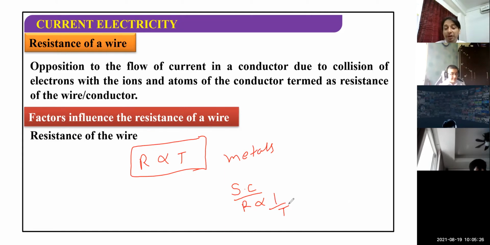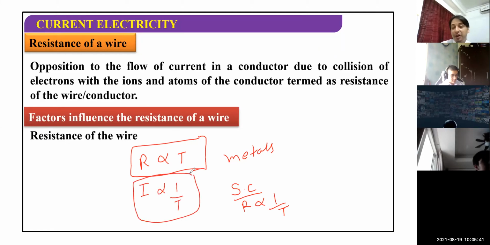In case of metals, if you increase the temperature, resistance increases. And if resistance increases, then you can say that I is inversely proportional to temperature. Remember, children, these are the important results which I am writing here on the screen. If I increase the temperature, let me put an upward arrow for the increase in temperature, resistance will increase. And if the resistance is increasing, what is the effect on the current in an electric circuit? The current will decrease as you increase the temperature.